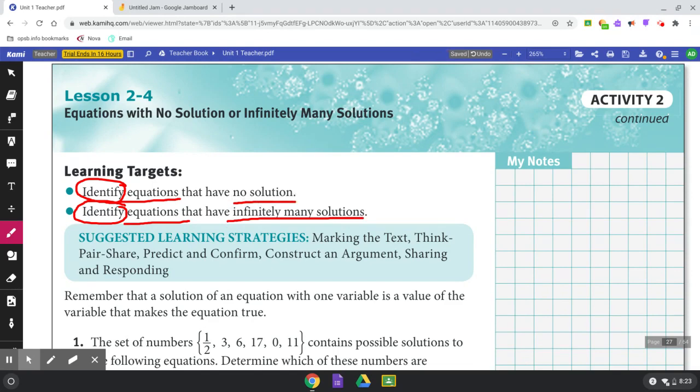So when you solve an equation, you could get one solution, which is what we did yesterday. When you solve an equation, you get a variable equals a constant. Well, today I'm going to show you what happens when you don't get a pretty answer like a variable equals a constant. What does it mean?